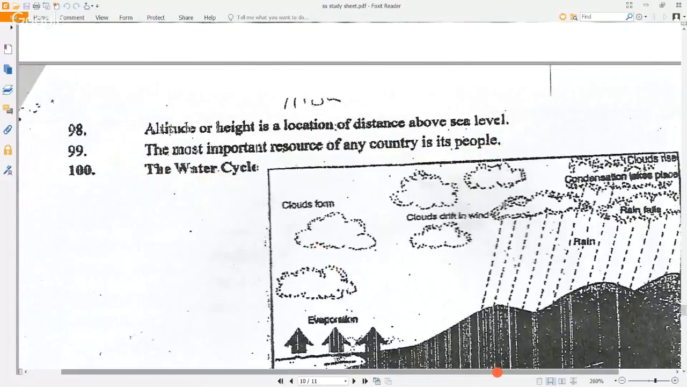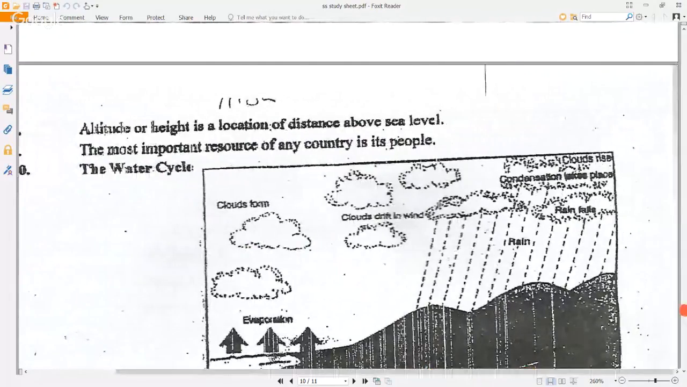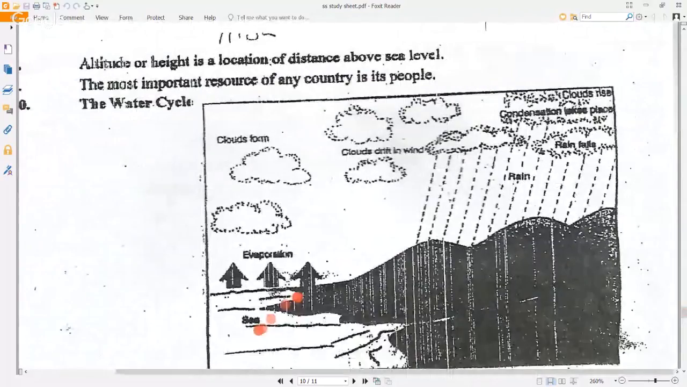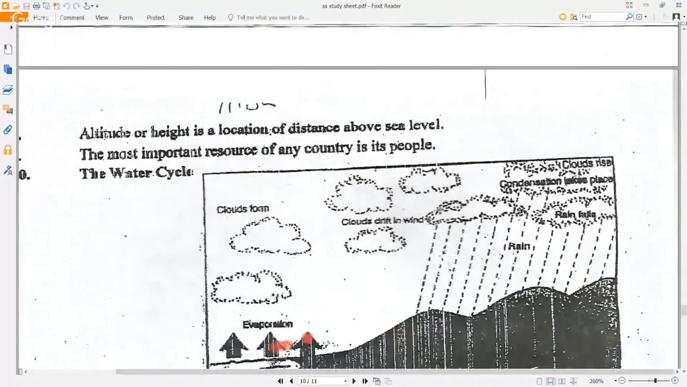Let's see if I can get this in frame. So here we have condensation, rainfall. Rain comes down. I don't know if this diagram has collection, but collection is a part. Then we have evaporation, clouds form, clouds drift by wind, and we have that cycle going again. So the main parts of the water cycle are condensation, precipitation, collection, evaporation, going back to condensation.